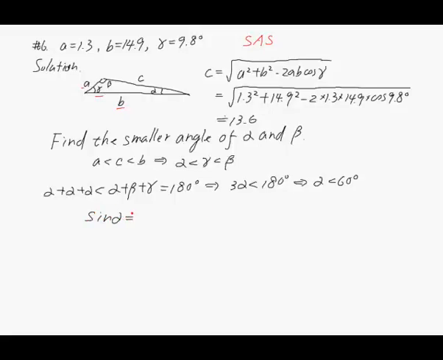Sine alpha is equal to A times sine gamma over C. And this is equal to 1.3 times sine 9.8 degrees divided by 13.6. And this is approximately equal to 0.0163.